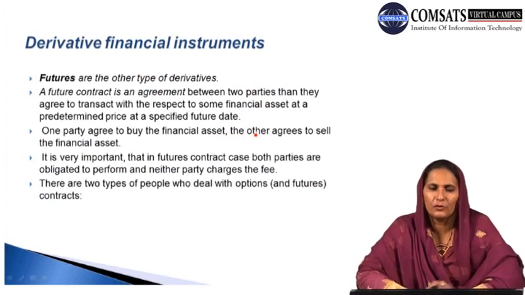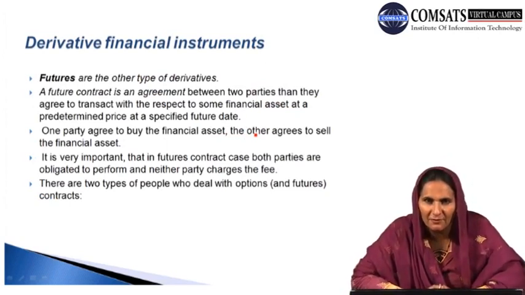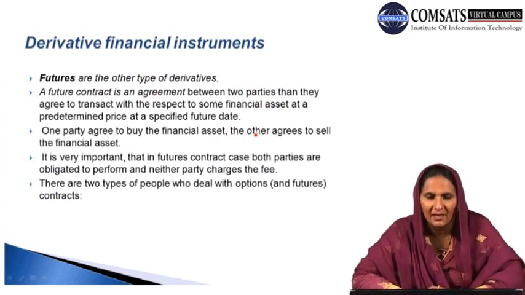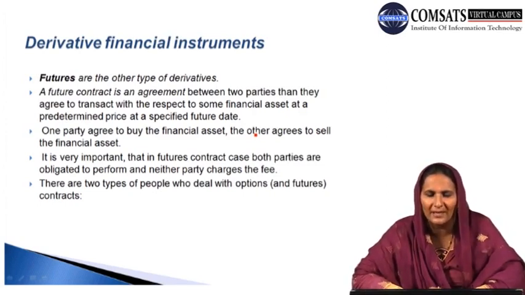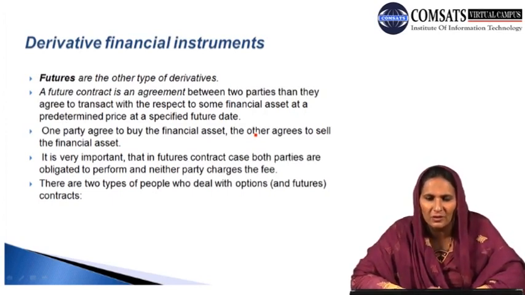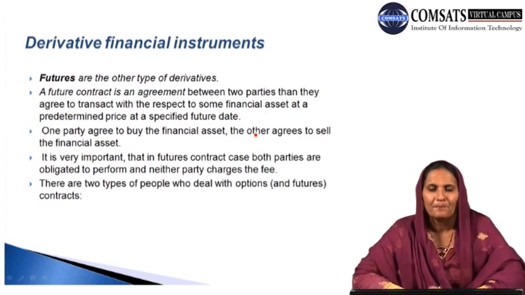Secondly, we have futures. The second type of speculation investment includes futures. Futures are another type of derivative. A future contract is an agreement between two parties to transact with respect to some financial asset at a predetermined price at a specified future date.